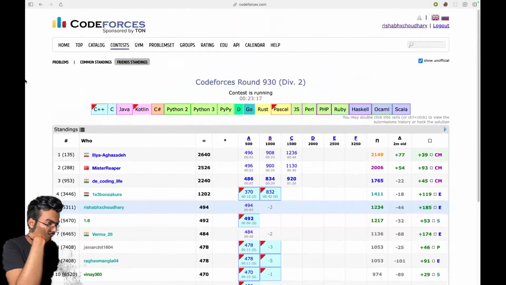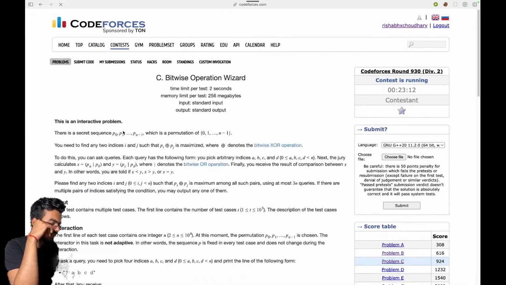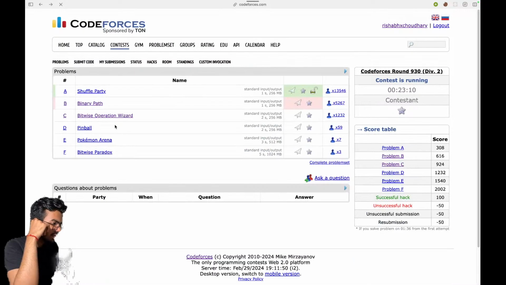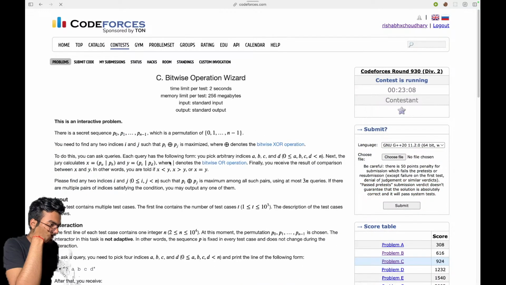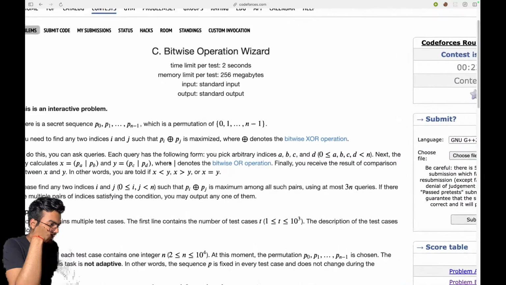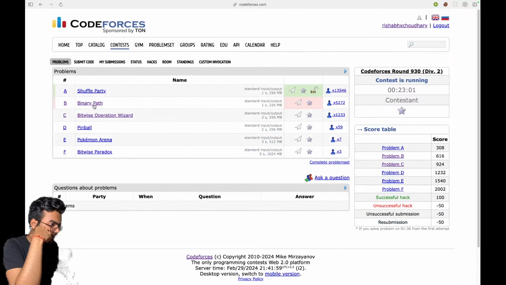Hmm. Okay, let's actually read the C problem now. I don't think I can solve the B problem. There is a secret sequence. No, I don't even want to read the next problem.